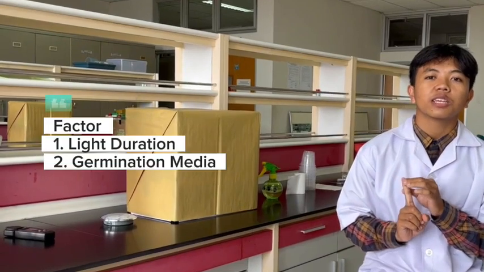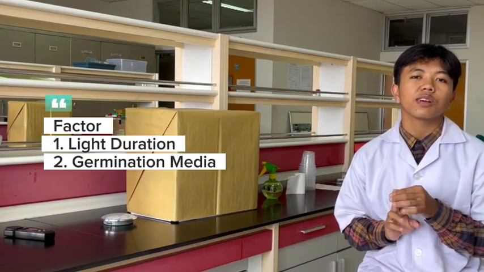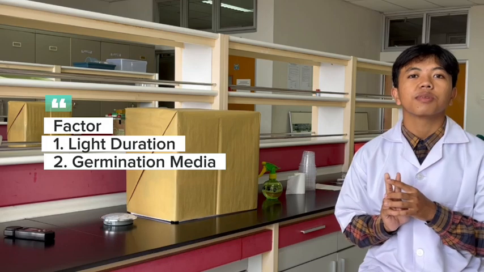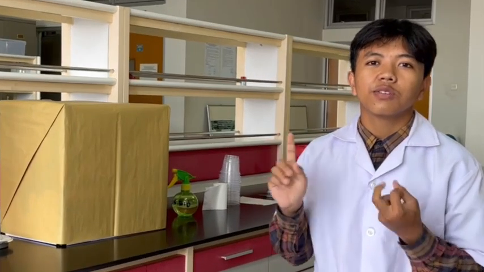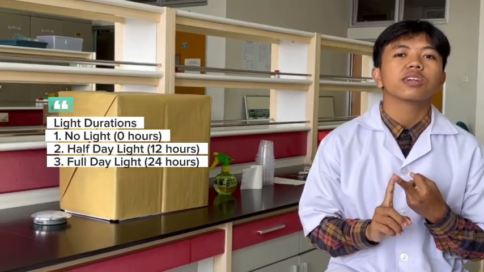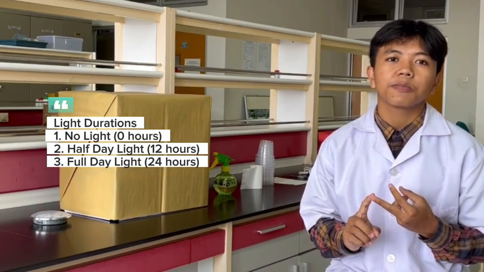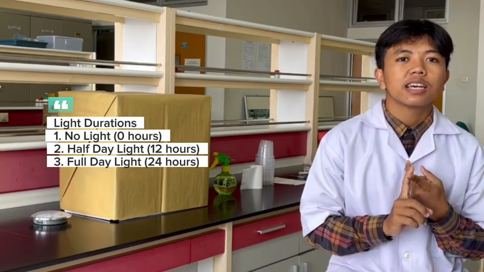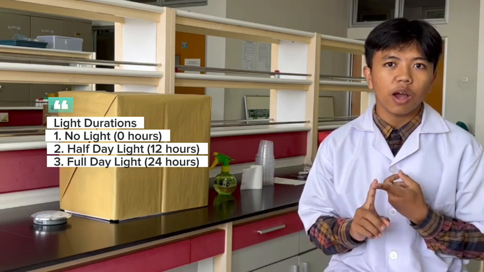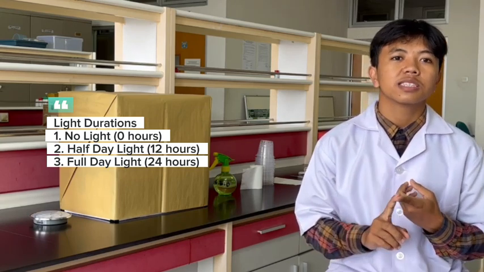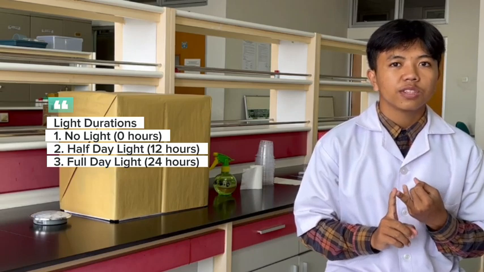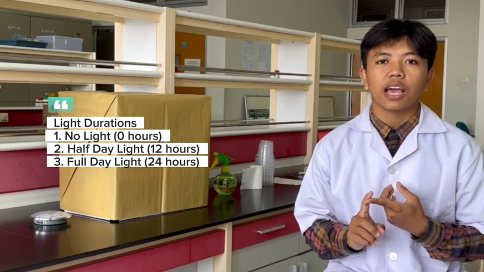In my experiment, I have two factors. The first factor is light duration. The second factor is germination media. In light duration I have three variations. First variation is no light or 0 hours lighting. Second is half daylight or 12 hours lighting, and third is full daylight or 20 hours lighting.